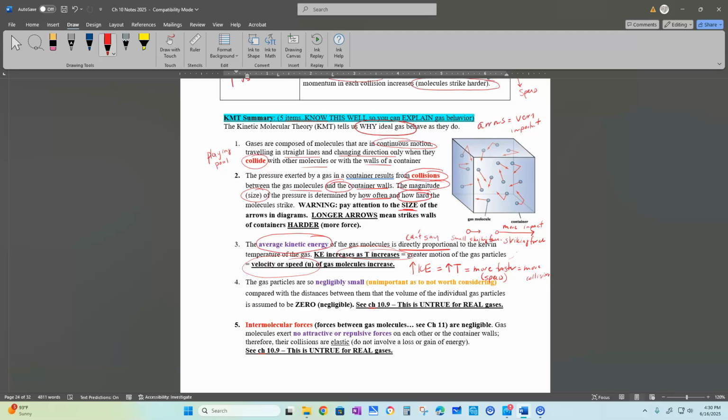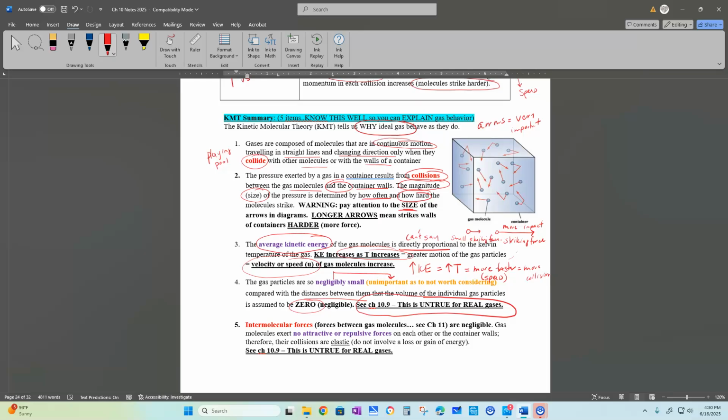Okay, let's talk about this word negligible. I put the definition right here: unimportant, as in not worth considering. Gas particles are so negligibly small, negligibly as in not important. It's not worth considering talking about. They're so small compared to the distance between them that the volume of the individual gas molecules must be pretty much zero, negligible. So remember, all five of these have to be met for a gas to be considered ideal. The problem is the volume actually matters. So when we get to the last video in this chapter, this one's actually untrue when it comes to real gases.